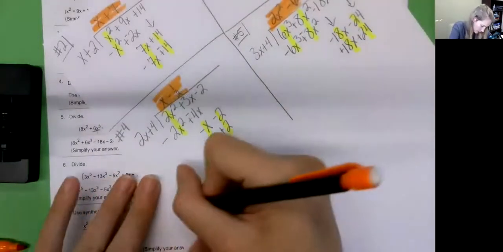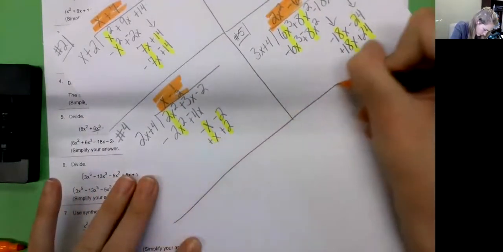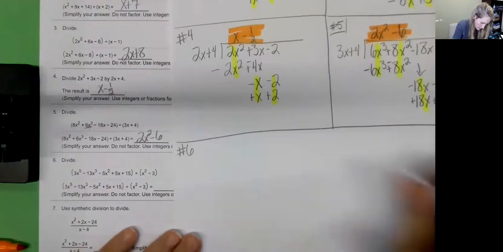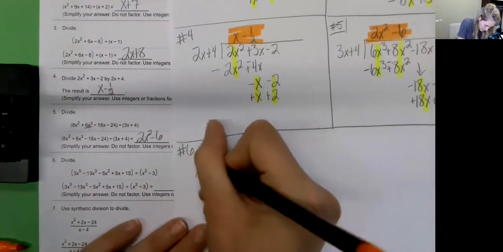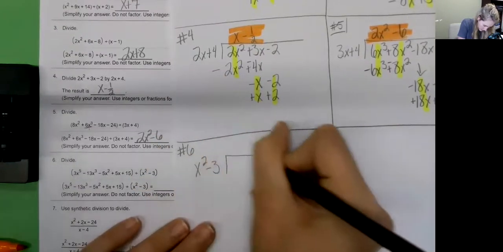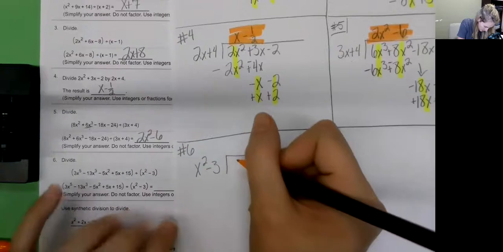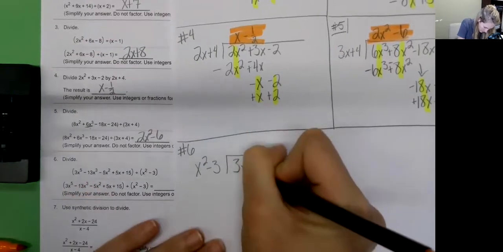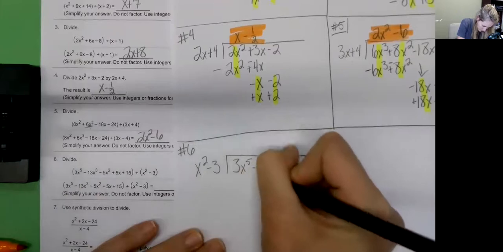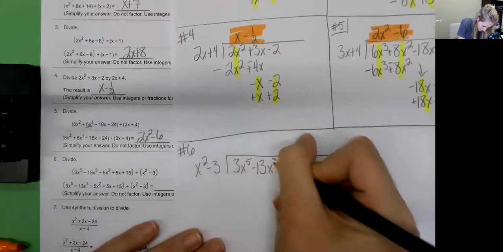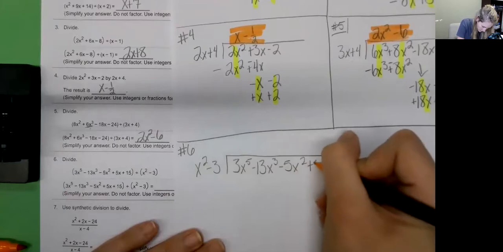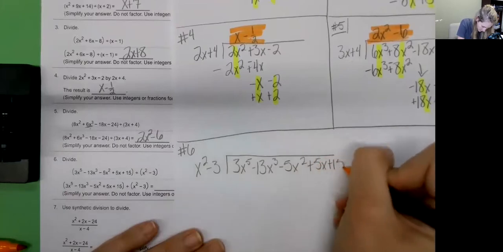I'm going to go ahead and underline all of this. Number 6 here. Let's jot that down. So we have x squared subtract 3. And make sure these are in order, so 5, 3, 2, 1. All right, so 3x to the 5th, subtract 13x cubed, subtract 5x squared plus 5x plus 15.